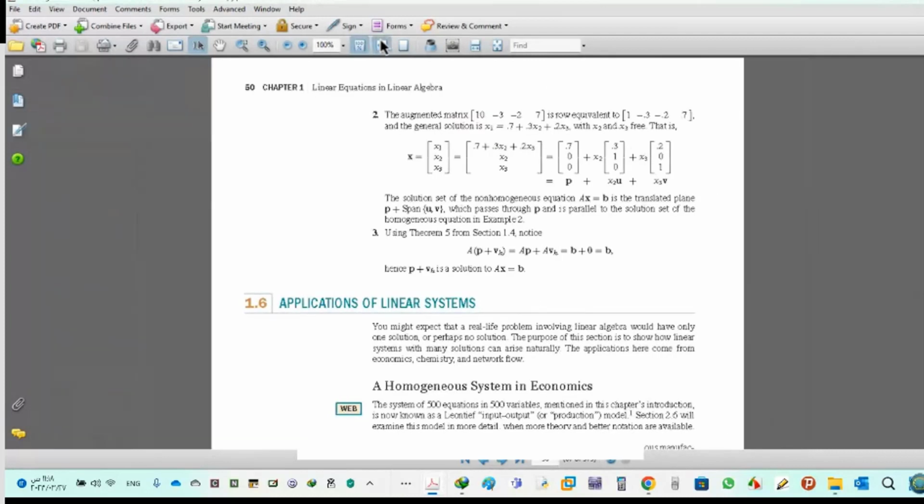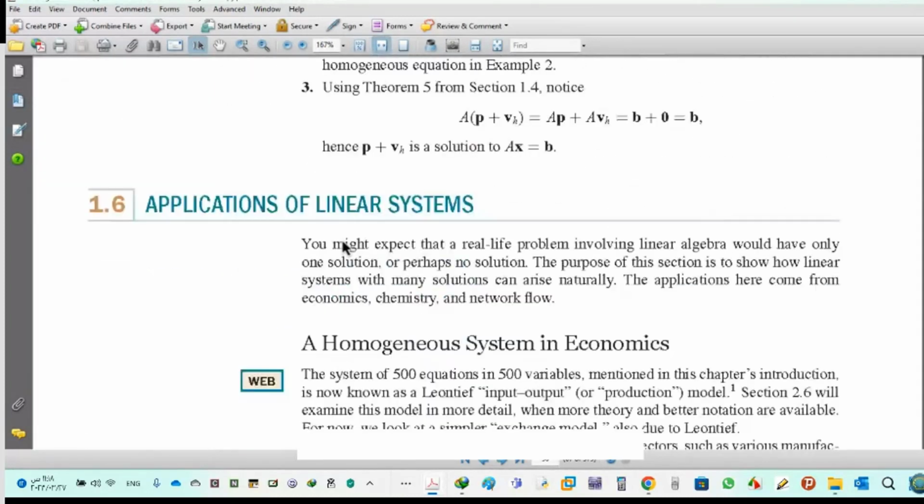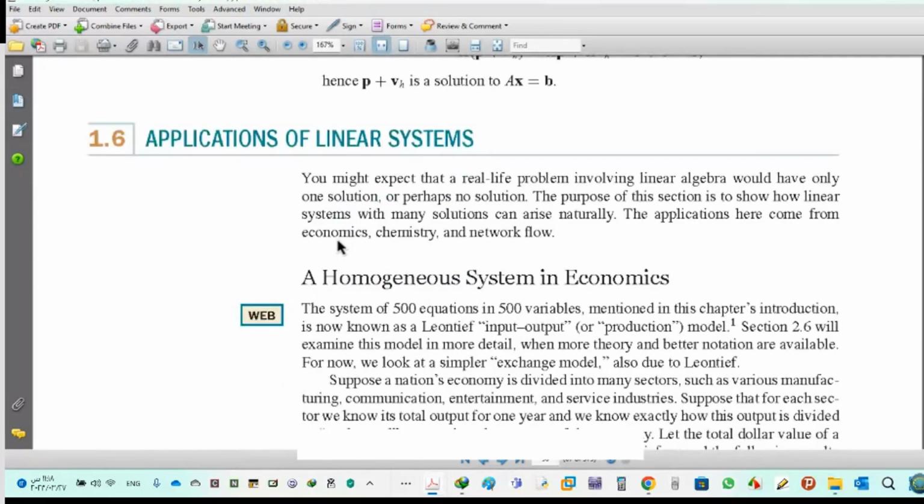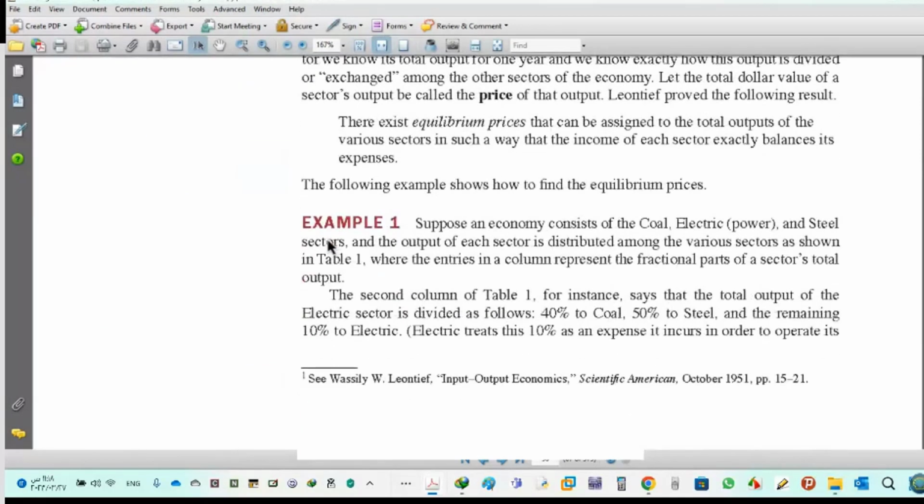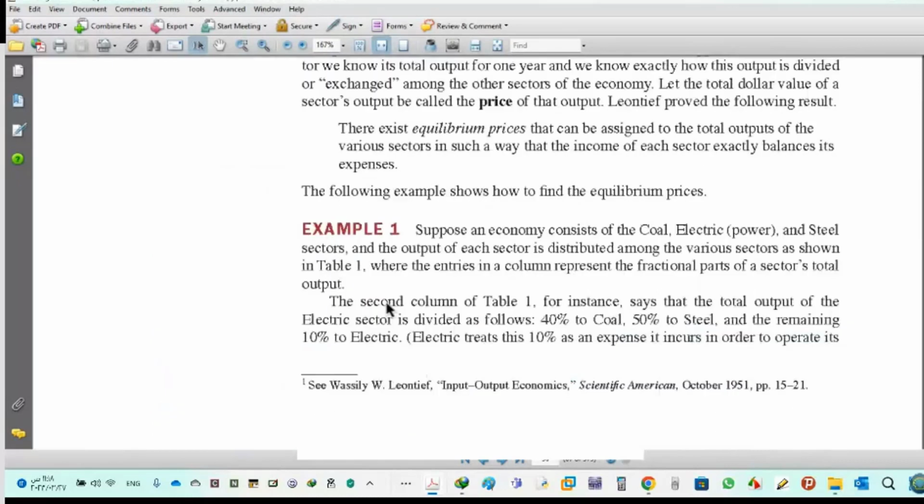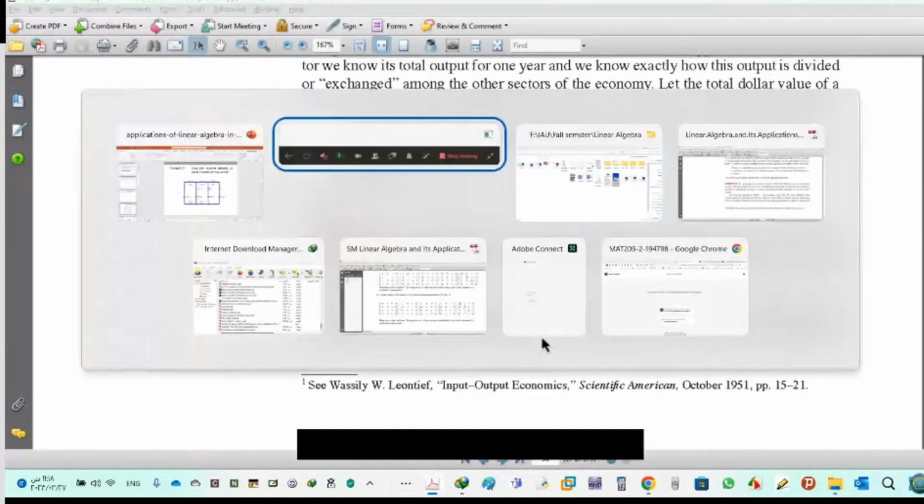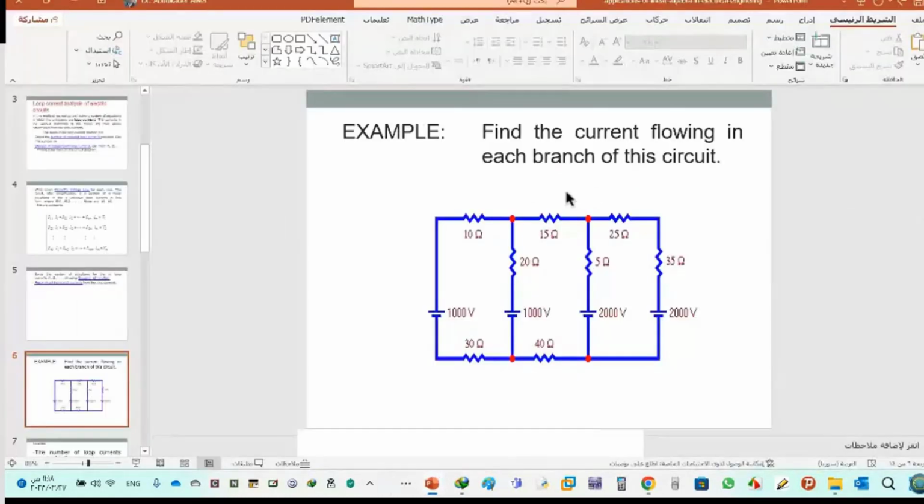1.6. We don't have PowerPoint here. I have one PowerPoint and one from your book. Application of linear algebra, how we can use this linear algebra. So first of all, we have this PowerPoint. I will show you how we can use linear algebra for solving some examples.